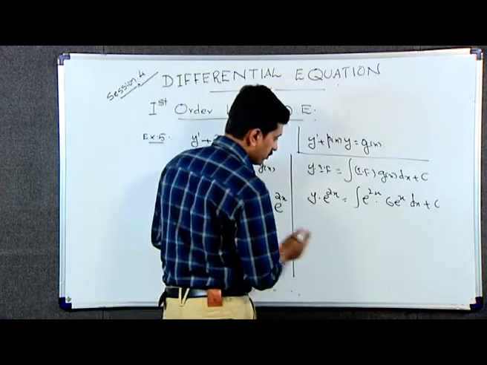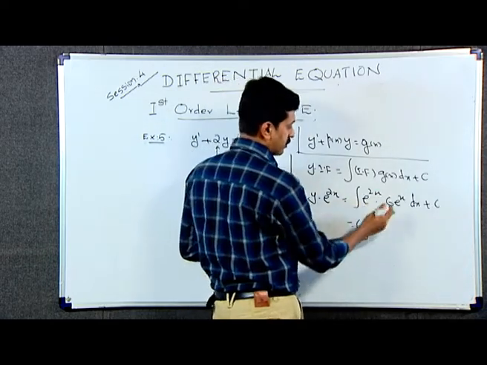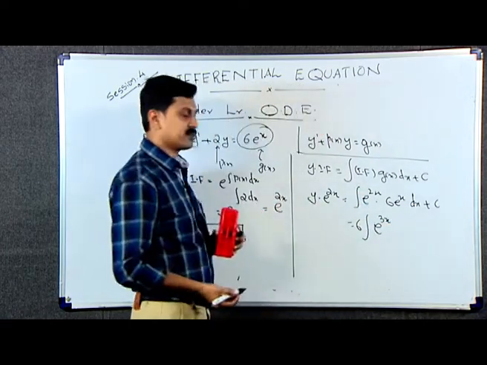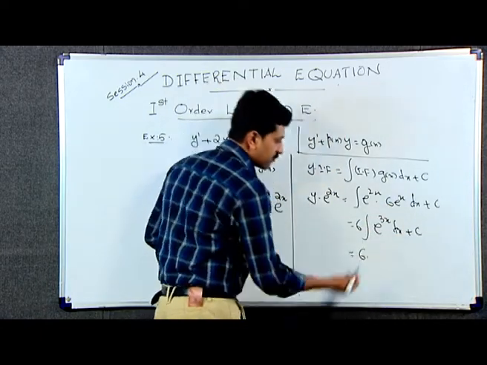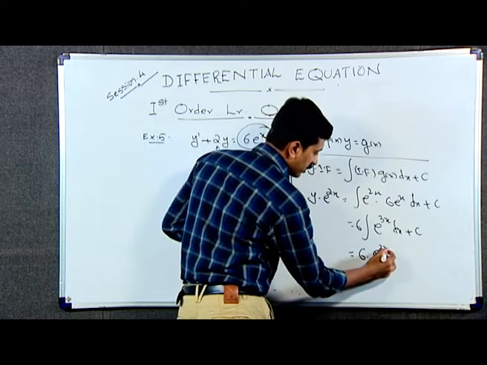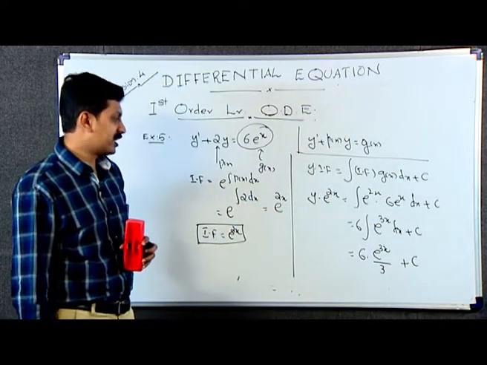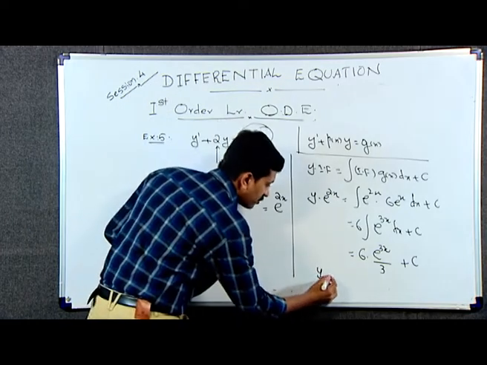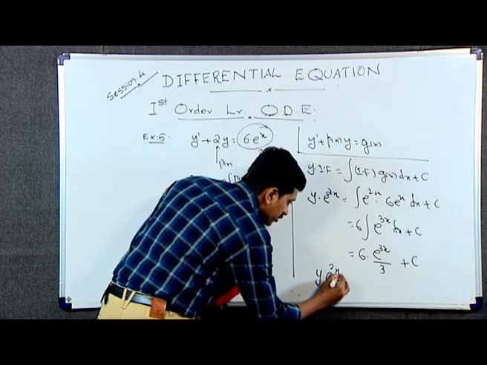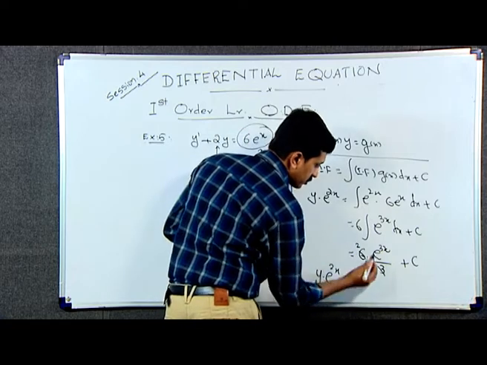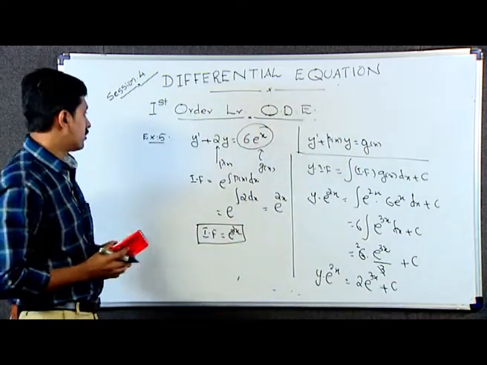Now, this is y e raised to 2x equal to the integral of, we can take 6 out, e raised to 2x plus x, that is e raised to 3x, dx plus c. Now, this is equal to 6 times the integral of e raised to 3x, which is e raised to 3x divided by 3 plus c. Therefore, y times e raised to 2x is equal to, we can cancel 3 and 6, 2 is there, 2 e raised to 3x plus c.